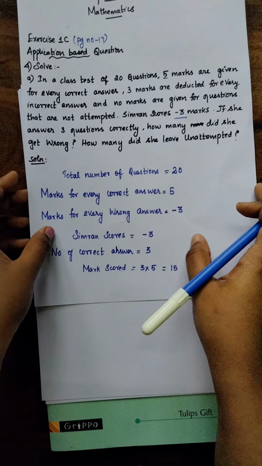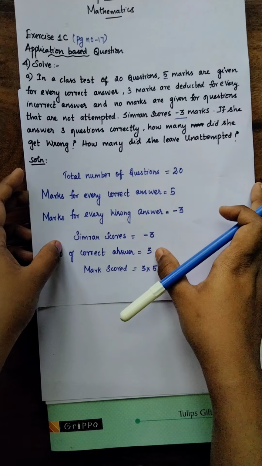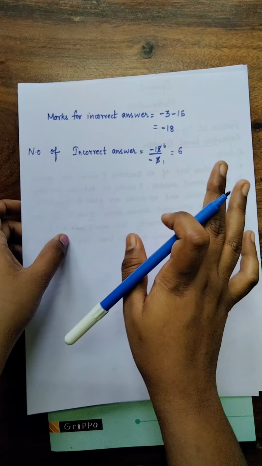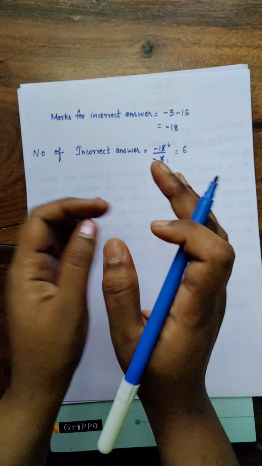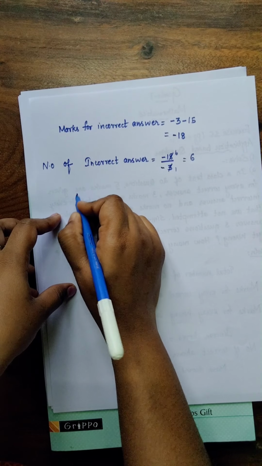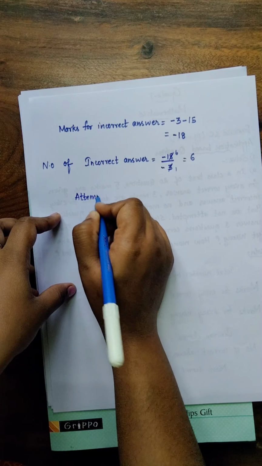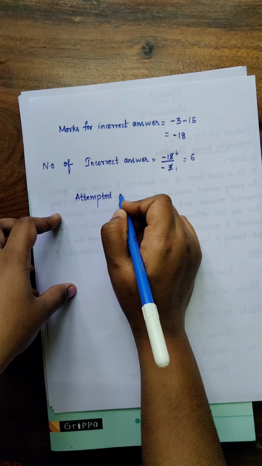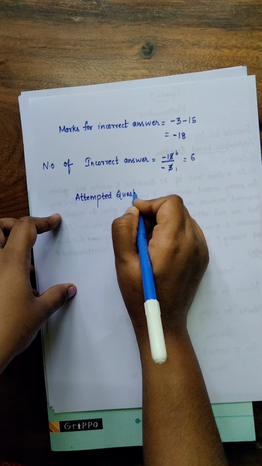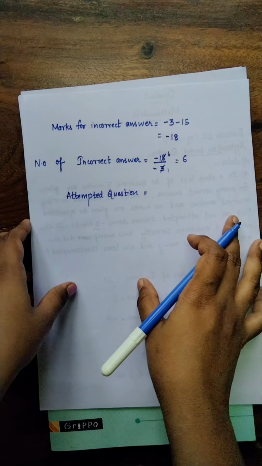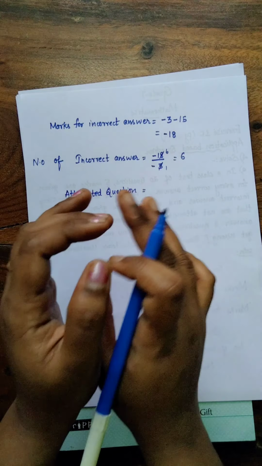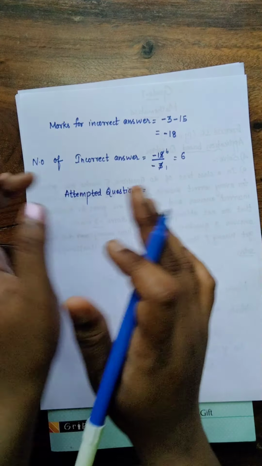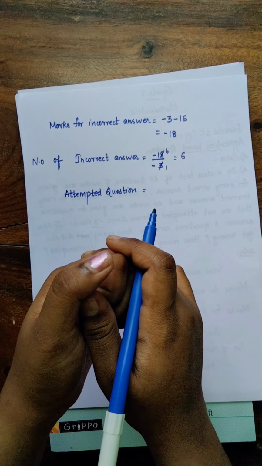The number of correct answers is 3. The number of incorrect answers is 6. Next, we are going to find the attempted questions. How many questions did she attempt? How will you find the attempted questions? We have found the number of correct answers, the marks for correct answers, the number of incorrect answers, and the marks for incorrect answers.